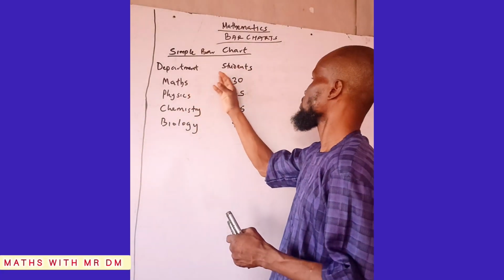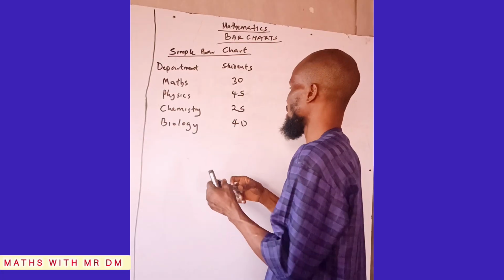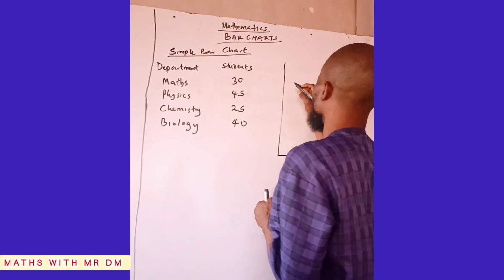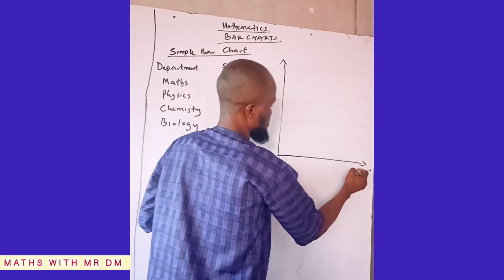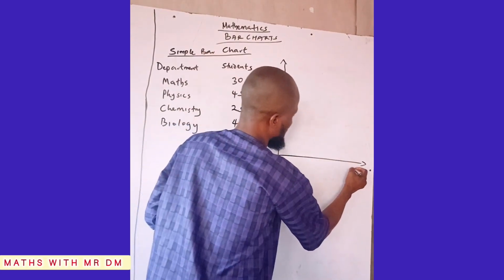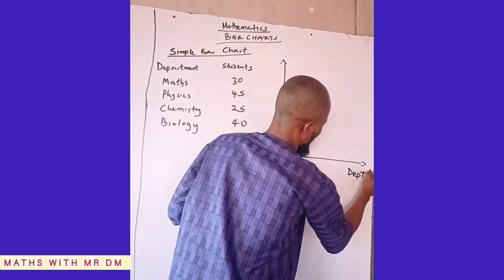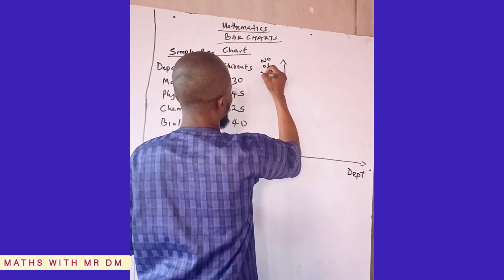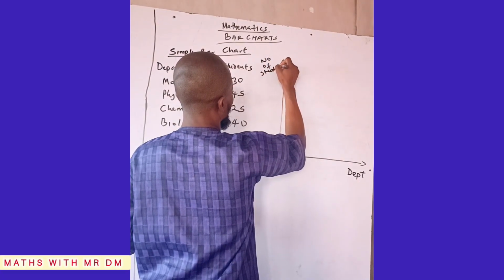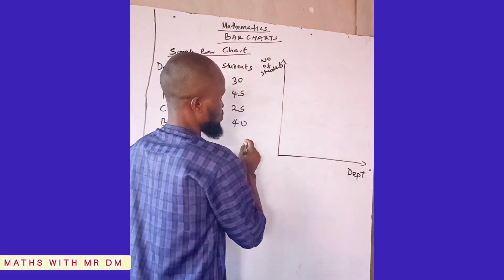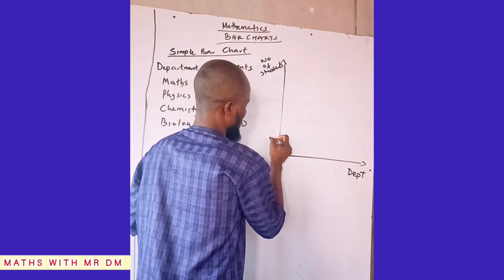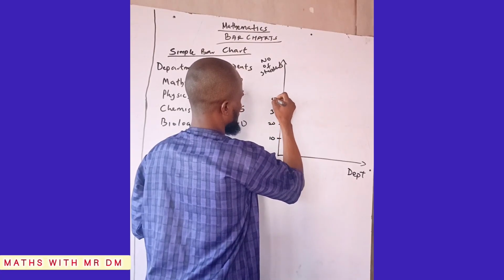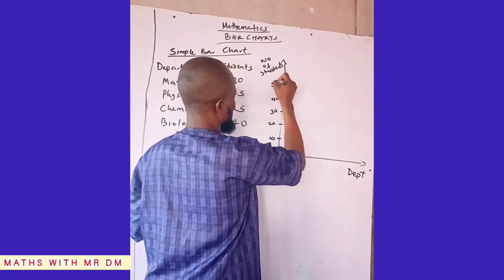Example, we have to represent this on a bar chart. You have to have your graph this way. You have to have the x-axis and the y-axis. So on this axis we have the department, and on this axis we have the number of students. So you have to choose your scale. So let's say we have 10, 20, 30, 40, and 50.